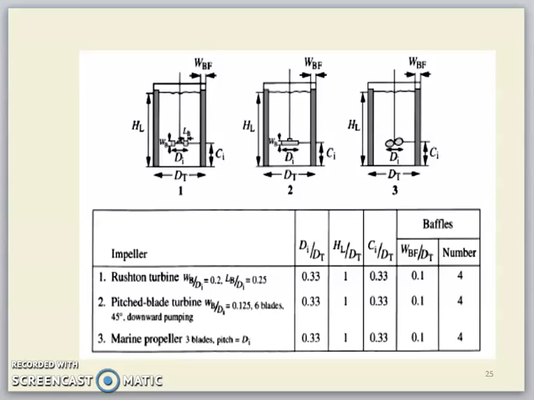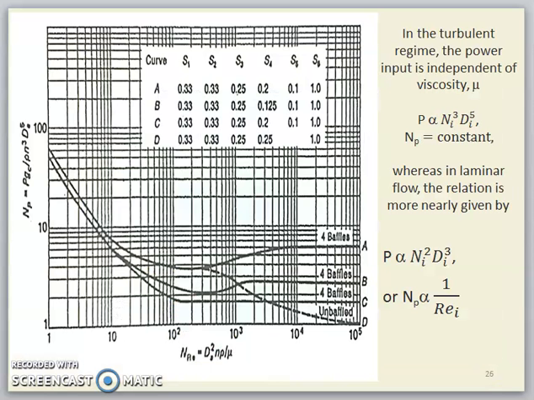And these are typical dimensions for the impellers with baffles. So you can use this figure, the dimension ratio, in order to design the impeller. In the turbulent region, the power input is independent of viscosity, mu. Whereas in laminar flow, the relation is more nearly given by P proportional to Ni squared Di cubed.